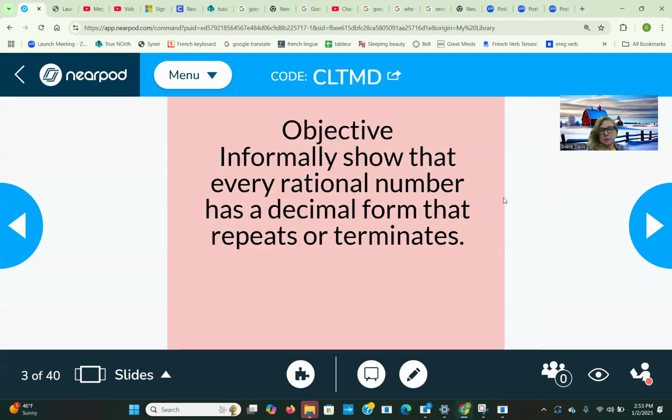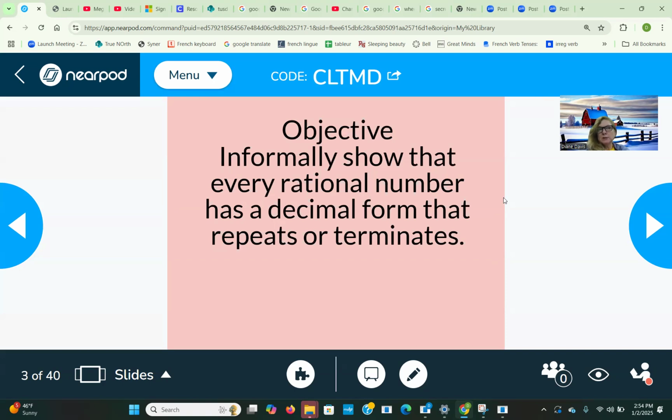The objective for today is informally, and let me tell you, you can pick up your Nearpod link to work alongside with me. That is the expectation. That will be graded and it's in Canvas. So let me know if you don't see that. Everybody is expected to be following along with that. The objective is informally show that every rational number has a decimal form that repeats or terminates.